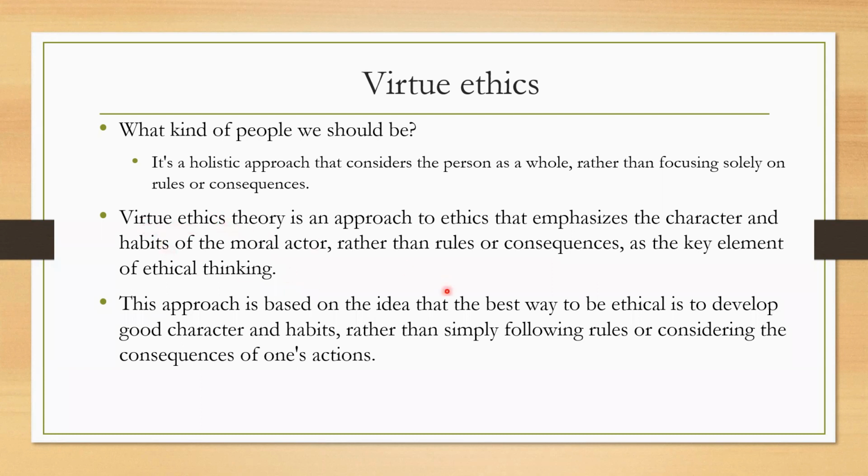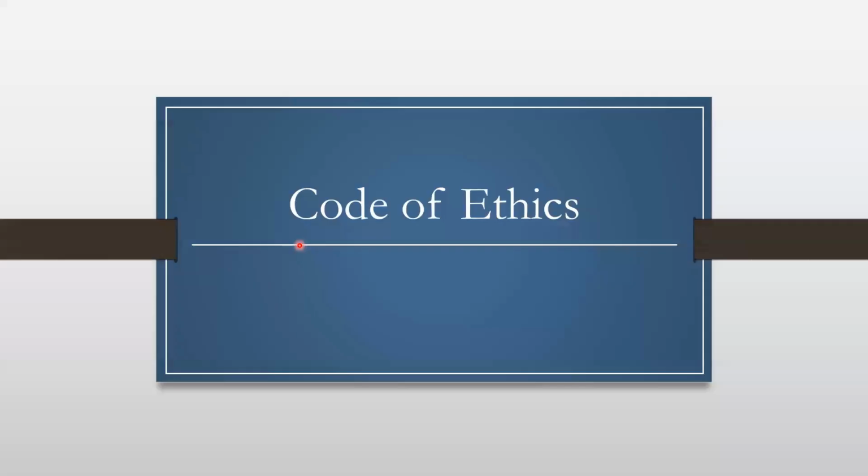So virtue ethics is an approach to ethics that emphasizes the character and the habits of the moral actors. So here they call them actors, rather than the rules or the consequences, as the key elements of ethical thinking. So the key element of ethics here is the actors. So these are the four theories. So next is the code of ethics.